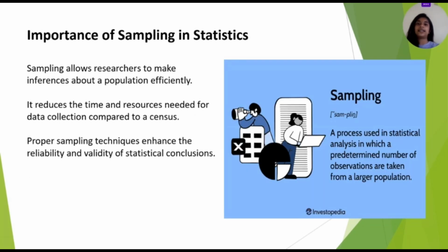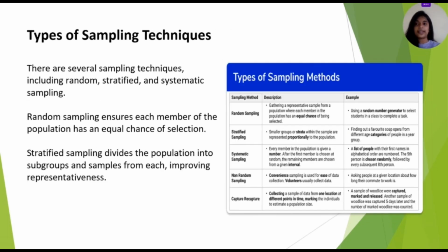Importance of sampling in statistics. Sampling allows researchers to make inferences about the population efficiently. It reduces the time and resources needed for data collection compared to a census. Proper sampling techniques enhance the reliability and validity of statistical conclusions. So what is sampling? A process used in statistical analysis in which a predetermined number of observations are taken from a larger population. Types of sampling techniques.